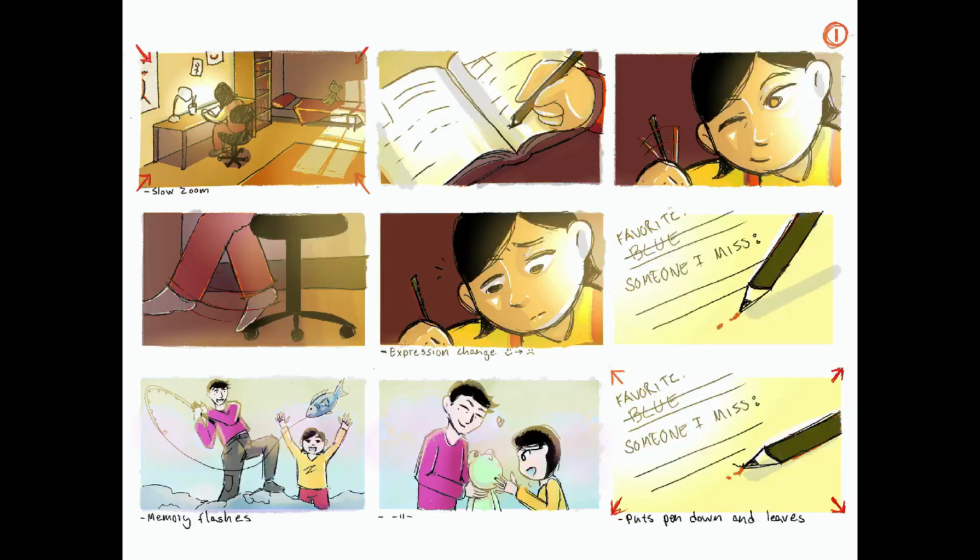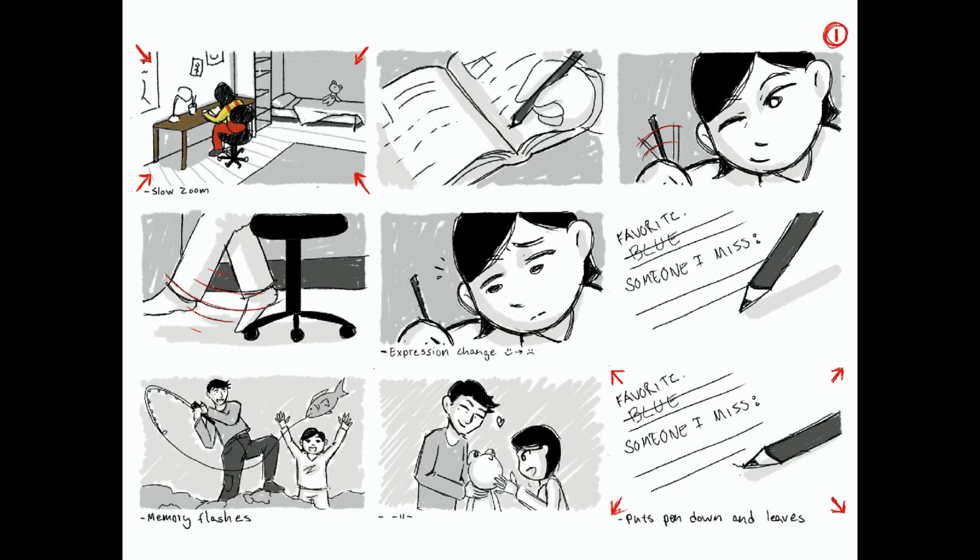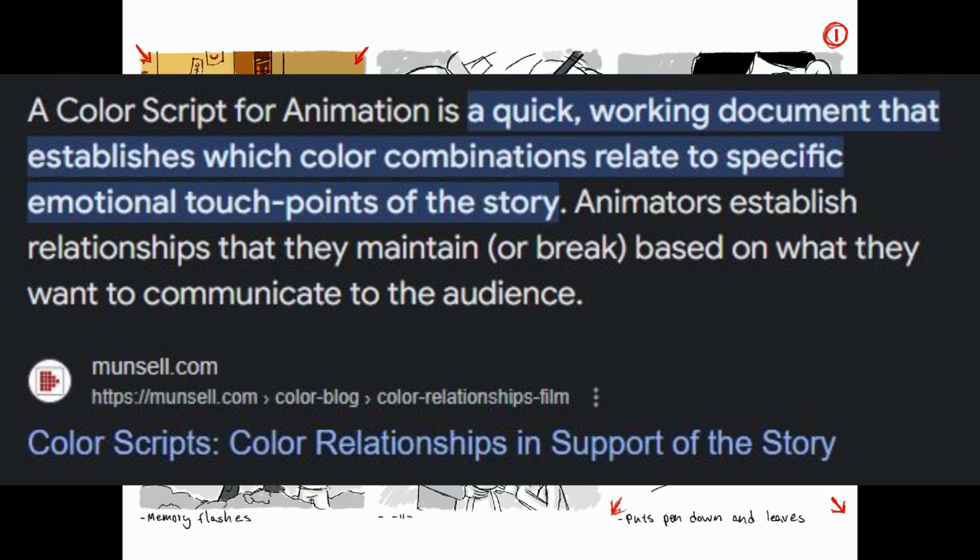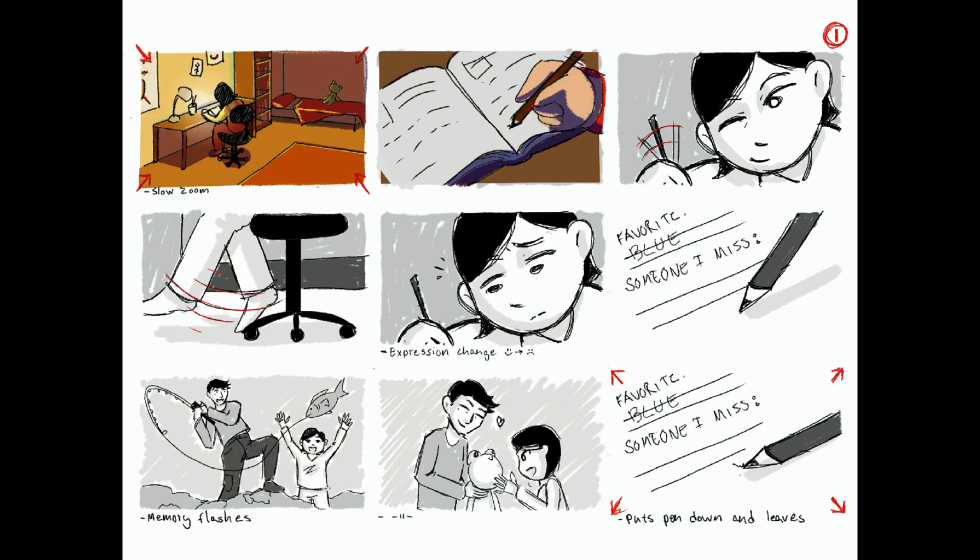The third thing I've been working on this week is a color script, which I guess I didn't really know was a thing until I started studying this. But it does make a lot of sense. A color script is pretty much a version of your storyboard that is highly focused on color.